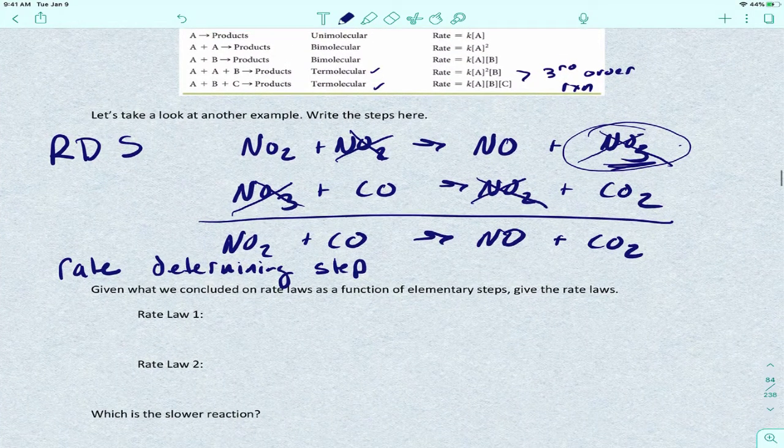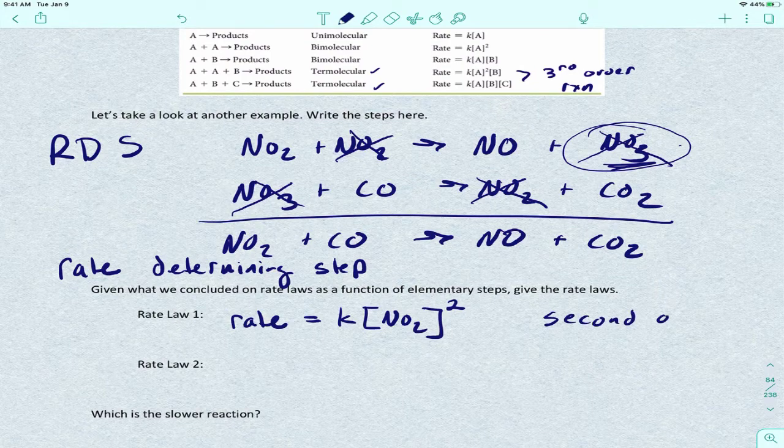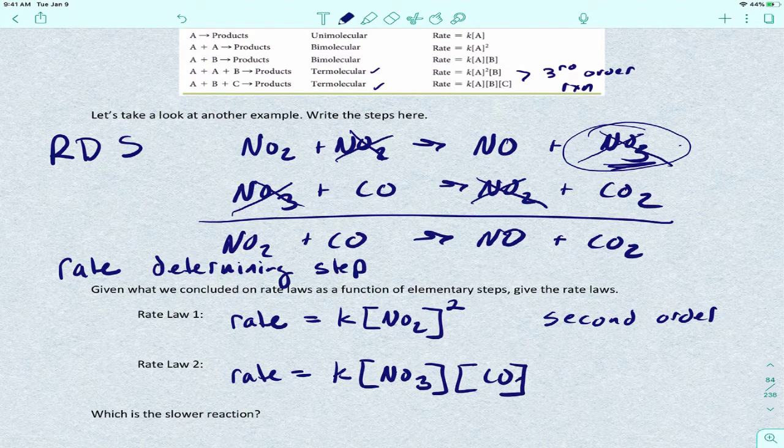So based on what we're seeing for the rate laws, for step 1, the rate would be equal to the rate constant K times the concentration of NO2. Now, since we're dealing with the first step, there's 2 NO2s, so that would be squared. So we know that this is a second order step. Okay, and because there's 2 reactants, it's bimolecular. For the second rate law, for the second step, it's going to be equal to the rate constant K times the concentration of NO3 times the concentration of CO.